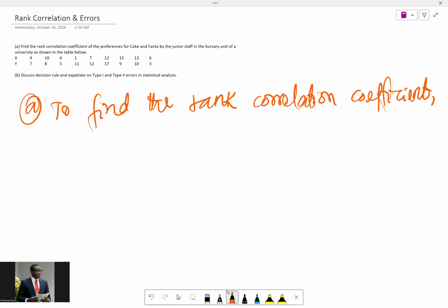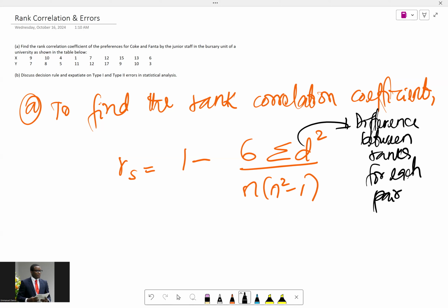So two key things here. You have D, that is the difference between the ranks for each pair. That is going to be explained in a jiffy. So 9, 7 is a pair, for instance. If by the time you finish ranking them you get the ranks, you then find the difference, that's your D. Then that will be squared later.